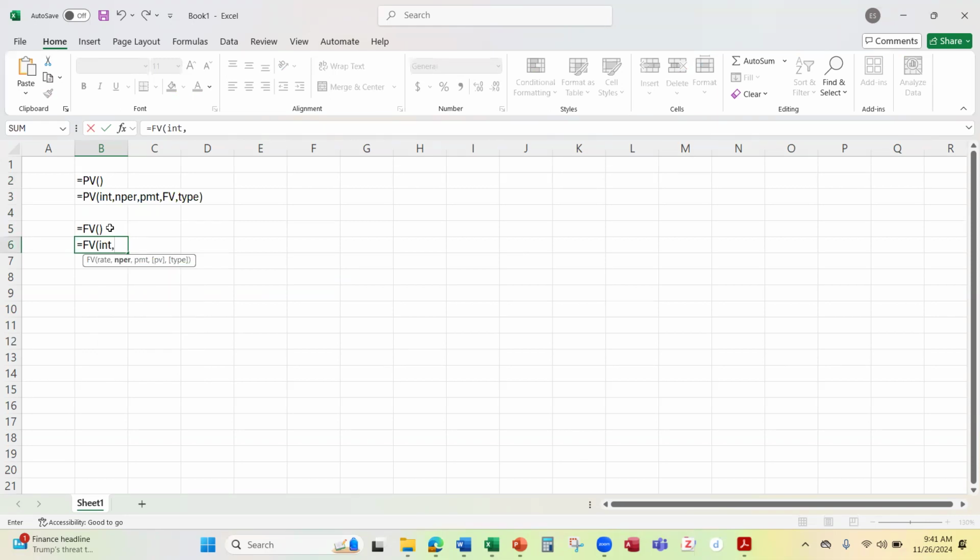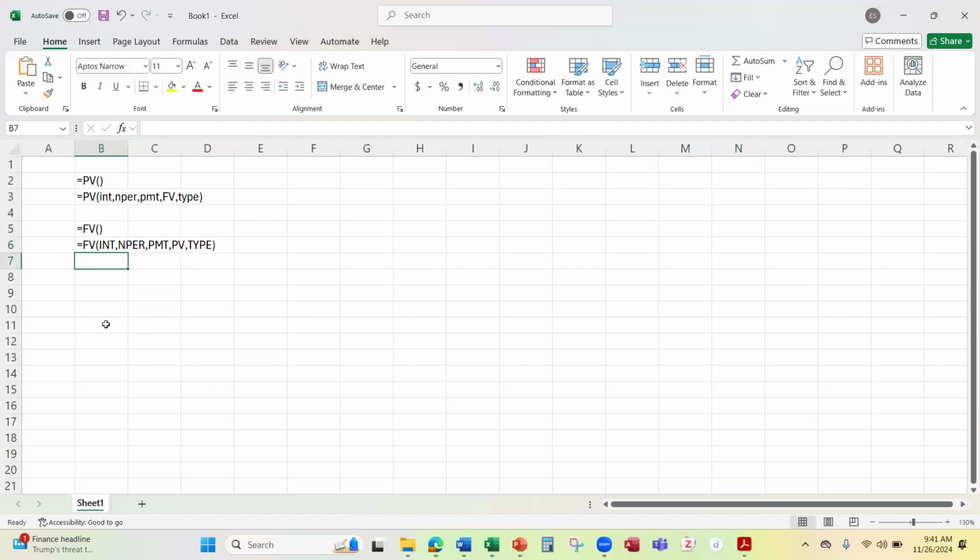You have the interest rate, the number of periods. I'll talk about payments here in a minute. The present value: how much would I invest today to grow over time?